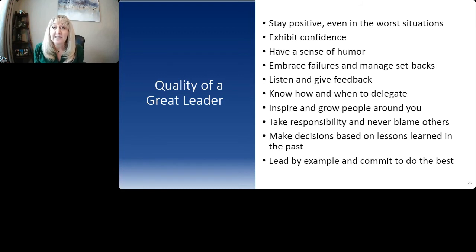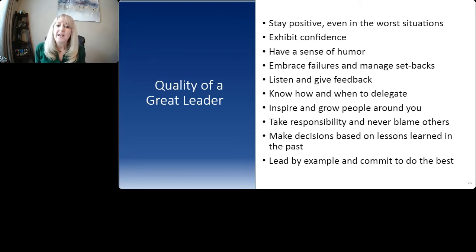Know how and when to delegate. That's probably the other big thing that I would stress that I struggled with as a manager. I thought I did everything better. Well, guess what? That doesn't make your supervisees feel like you respect them and understand them and that you can empower them. So a good leader can delegate.